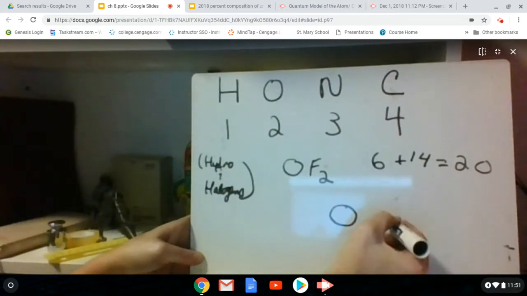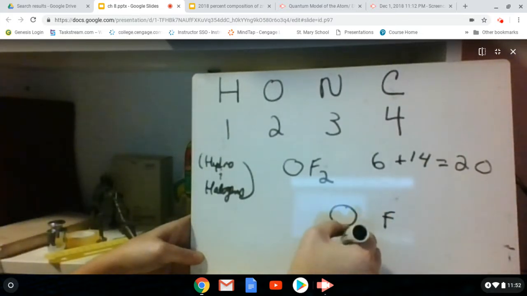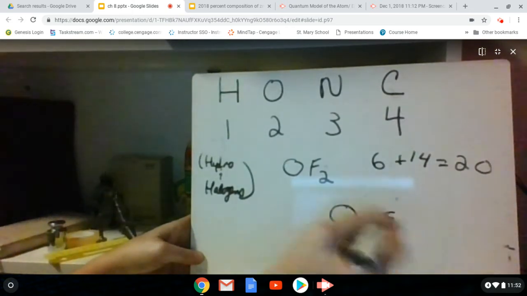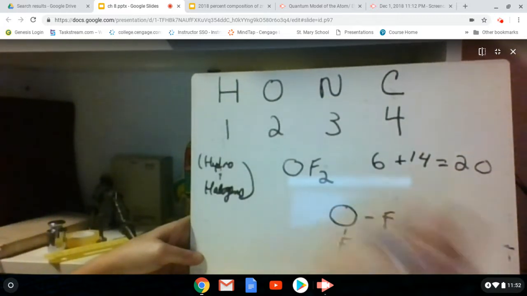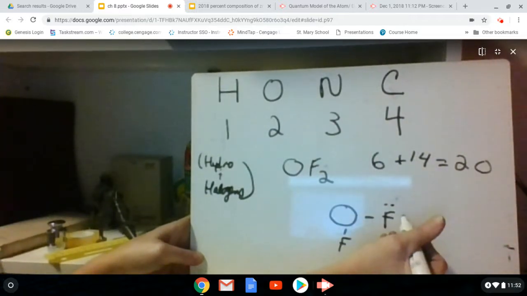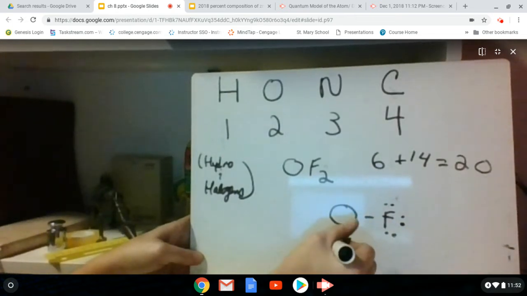So we can put the fluorines around the oxygen and bond it 1 time. Okay, now let's look at those outer atoms. Fluorine does not satisfy its octet rule, so let's add electrons around so that way it does. So you're going to add 1 lone pair, 2 lone pair, 3 lone pairs on each.